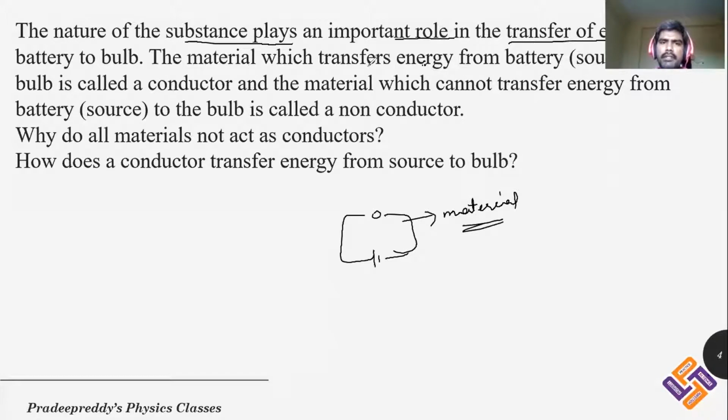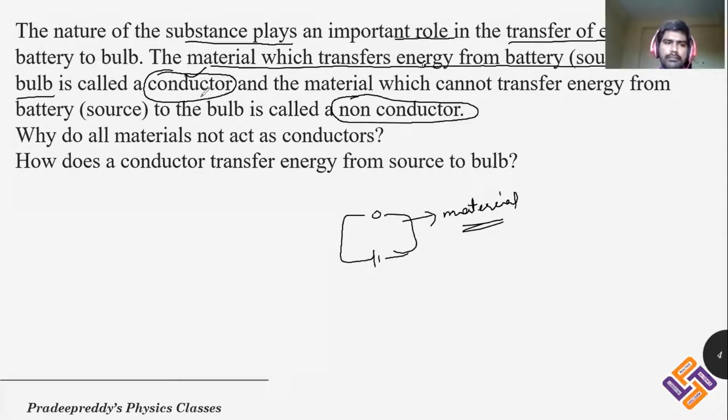The material which transfers energy from the battery to the bulb is called a conductor. And the material which cannot transfer energy from the battery to the bulb is called a non-conductor. So a conductor is that which allows electrical energy to pass through it, whereas a non-conductor is the material which does not allow electrical energy to pass through it. So we have two types of classification based on electrical energy: one is conductor and the other one is non-conductor.